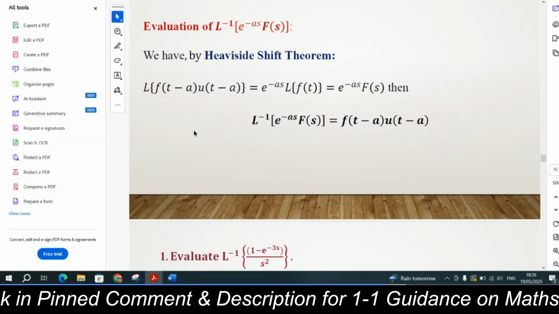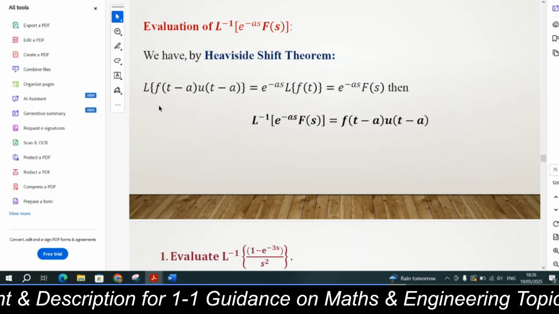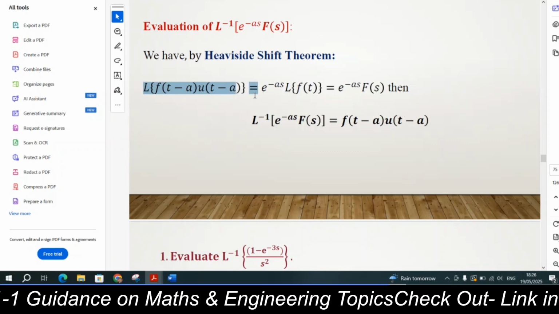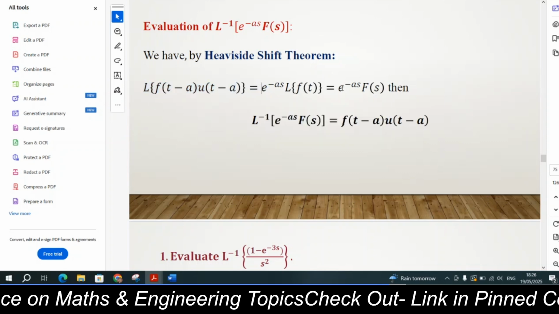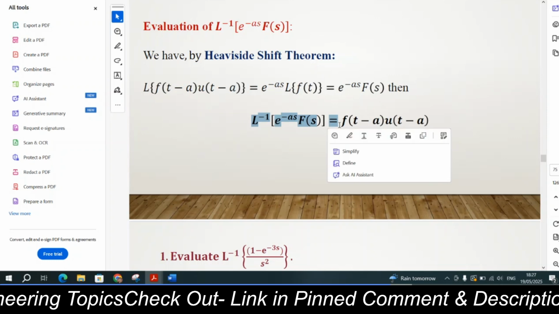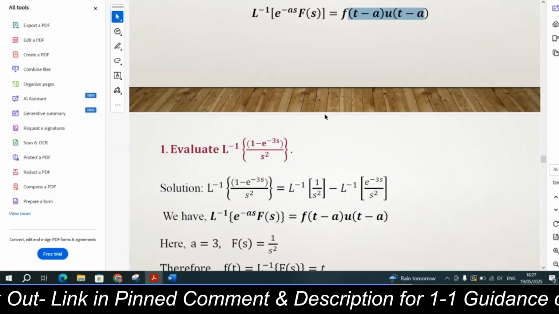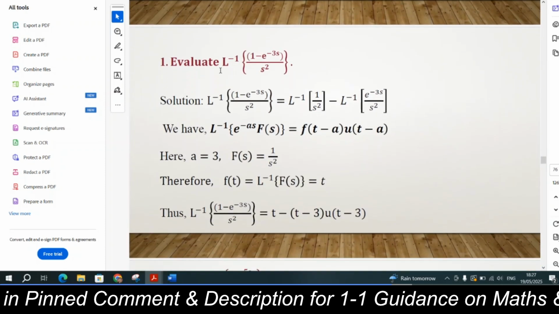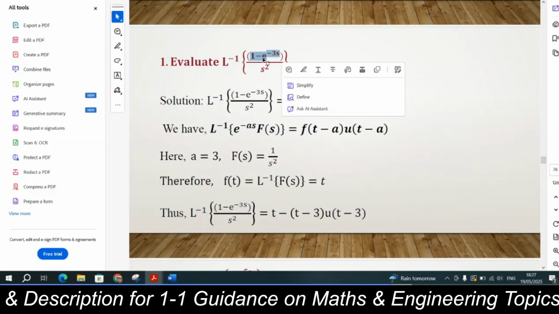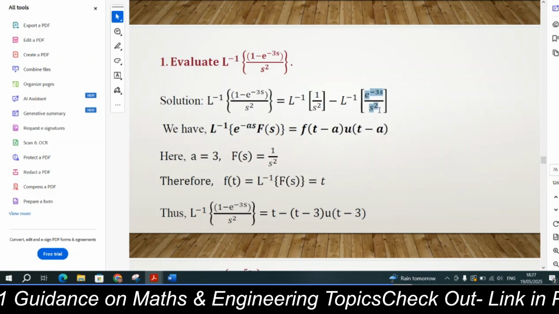Okay, so now we have come to inverse Laplace of e raised to minus as f of s. So we can look at the Heaviside shift theorem. We already had the Heaviside shift theorem in the Laplace transform. Now we are seeing how we can use it for application in the inverse Laplace part. This is the second shift. Laplace of f of t minus a into u of t minus a was e raised to minus as Laplace of f of t. The reverse way would be inverse Laplace of e raised to minus as f of s is f of t minus a into Heaviside u of t minus a. Is that clear?